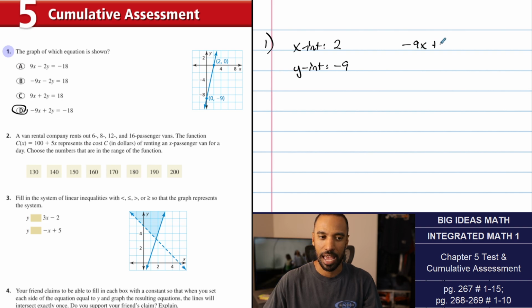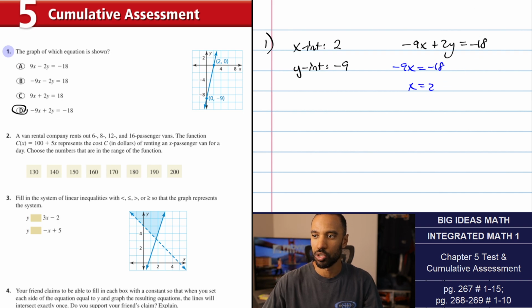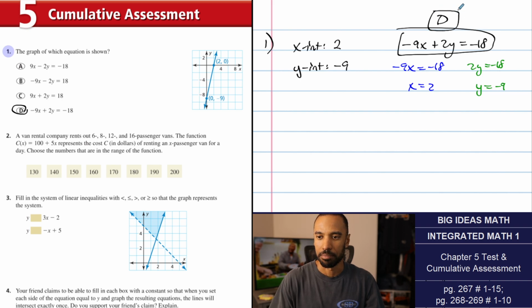So negative 9x plus 2y equals negative 18 gives you that. You see for the x-intercept, you set y equal to 0 and divide by negative 9, you get x equals 2. For the y-intercept, set x equal to 0, divide by that, and you get y equals negative 9. So it's going to be D, like that.